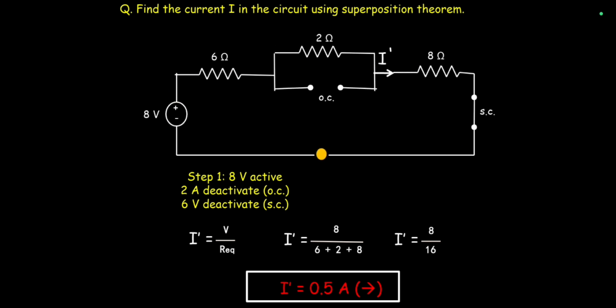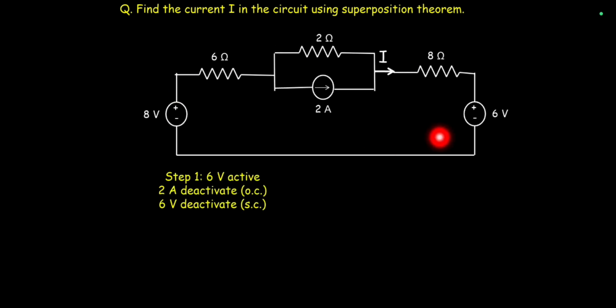We got I dash. Now in step number 2, we will consider this 6 volt acting alone, and this 2 ampere and this 8 volt have to be deactivated. So this 8 volt has to be short circuited because it's a voltage source, and this 2 ampere has to be open circuited because it's a current source. Again we will think about how current will flow in the circuit. Current will come from the positive terminal of 6 volt and flow like this, and in step number 2 we will mark the current as I double dash. It is flowing through this 8 ohm, this 2 ohm and this 6 ohm.